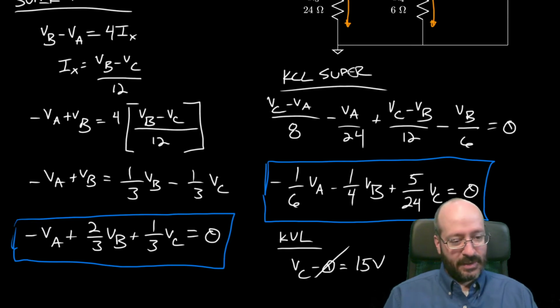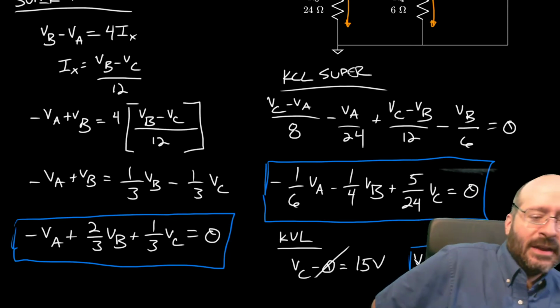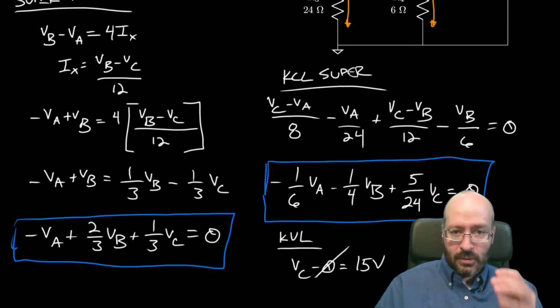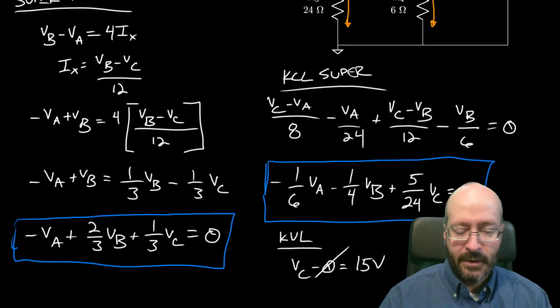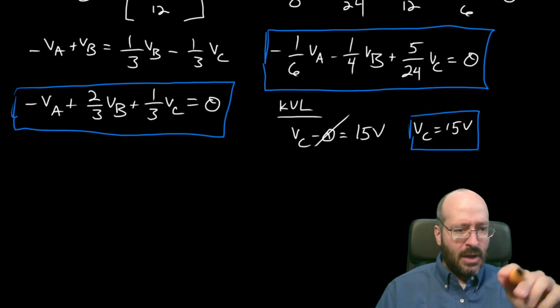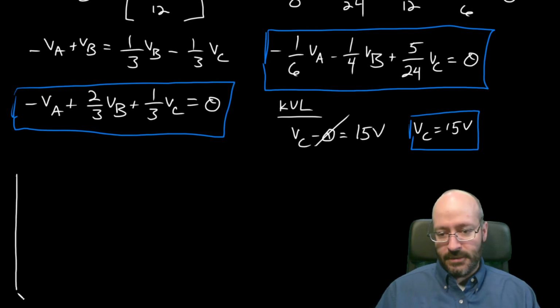Yes, I know you probably can look at that and go, well, it's connected there. Of course VC is equal to 15 volts. There's a method. Follow the method. Don't screw up the signs. Okay? So 15 volts for that one. All right, there are 3 equations. Now we just got to solve it to find the node voltages.